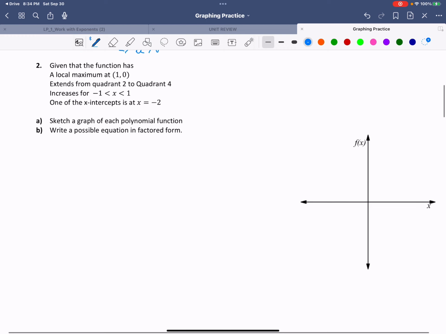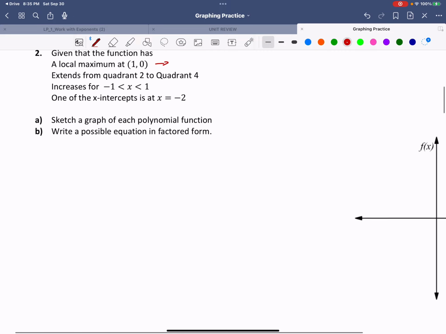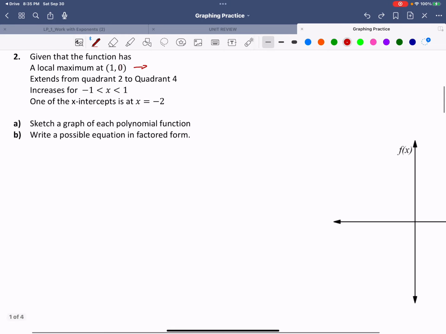So in the next question, we are given a function that has a local maximum at x equals 1, y equals 0. So this would be a point on the graph, but if you look at it more attentively, always look for points that have one of their coordinates equal to 0. They're not just ordinary points, so think where the y value of a point is 0.